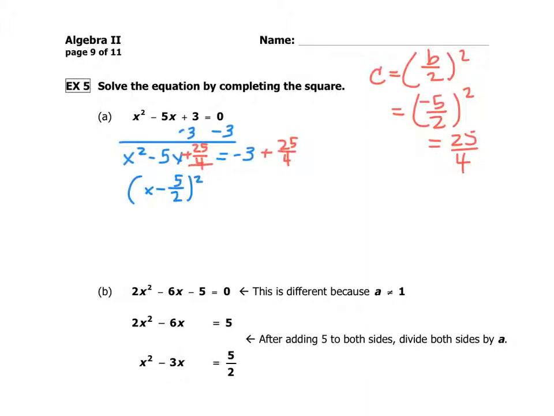Now we need to change our negative 3 into fourths. So we're going to multiply the top and the bottom by 4. So this becomes negative 12/4 plus 25/4, which is going to give us 13/4. And our next step, take the square root of both sides.